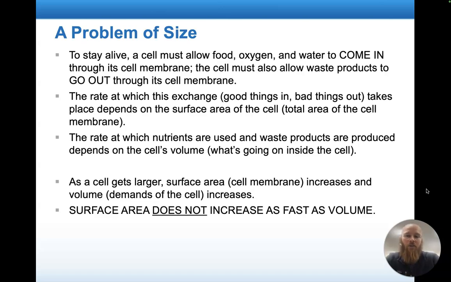So as a cell gets larger, what tends to happen is that the cell membrane, the surface area, is going to increase, and the volume, or those demands of the cell, what's happening on the inside, is going to increase. But the problem with that is that the surface area, how much cell membrane is there, does not increase as fast as the volume, which is all of the inner workings of the cell. So the boundaries can't typically keep up with what all the cell is doing as the cell gets bigger. And we're going to look at how that actually works.